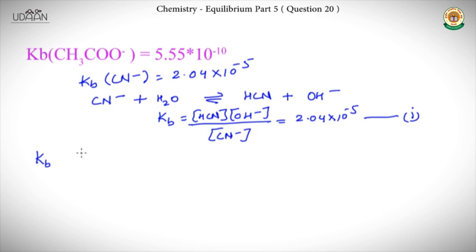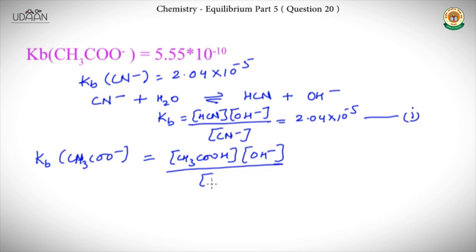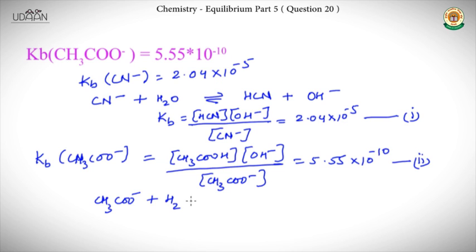Similarly, I can write the expression for the Kb of CH3COO minus as concentration of CH3COOH into OH minus upon CH3COO minus, which is 5.55 into 10 raised to the power minus 10. This is equation 2. The reaction will obviously, we can easily obtain it. The reaction will be this.